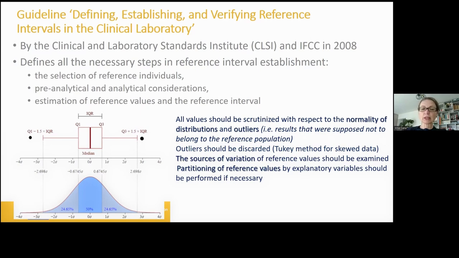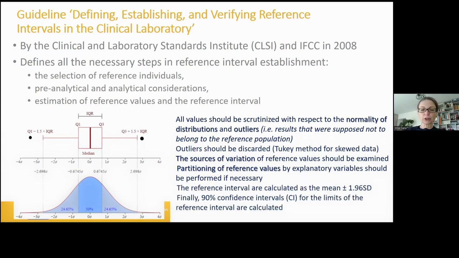The second important aspect to mention here is the consideration of the variability of the reference value. So we should examine the influence of different characteristics of our reference sample, like age, smoking habits, some particular diet, for example, or other aspects like some susceptibility factors, to how they influence the values. And if there is an influence, we should apply the partitioning of the reference values and provide the intervals per stratum of age or of sex or other characteristics.